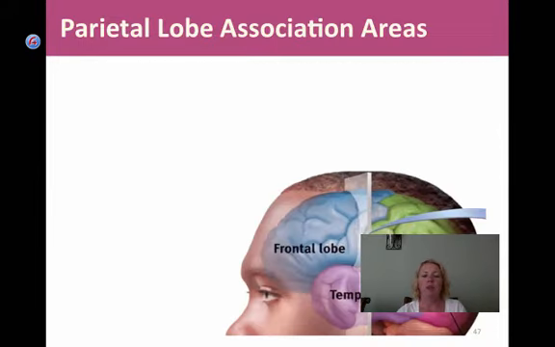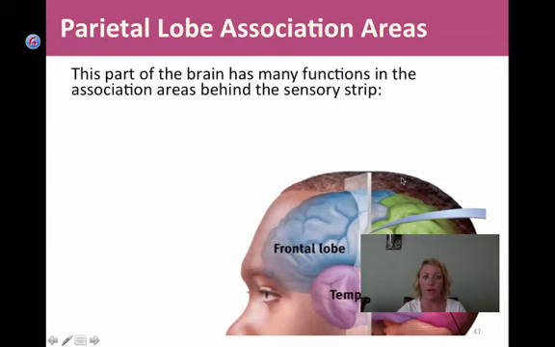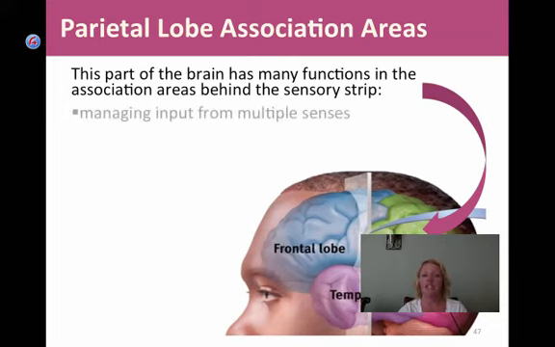All right, the parietal lobe association areas. So again, frontal lobe: thinking, judgment, planning, all of those kinds of things. Parietal lobe is more along the lines of sensory information, because remember, the motor area is at the back of the frontal lobe, and the sensory cortex is at the front of the parietal lobe. So this part of the brain has many functions in the association areas beyond just the sensory strip.